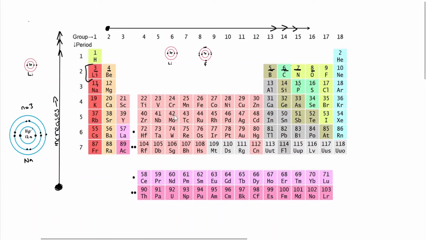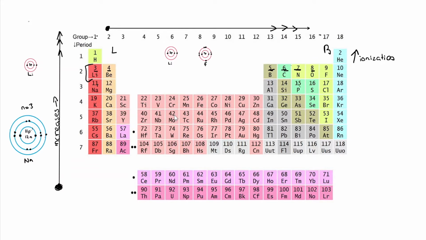First trend is that from left to right across a period, so from left to right across one of these horizontal rows, ionization energy will increase. All right, so ionization energy increases from this side of the table to this side of the table within the same period.